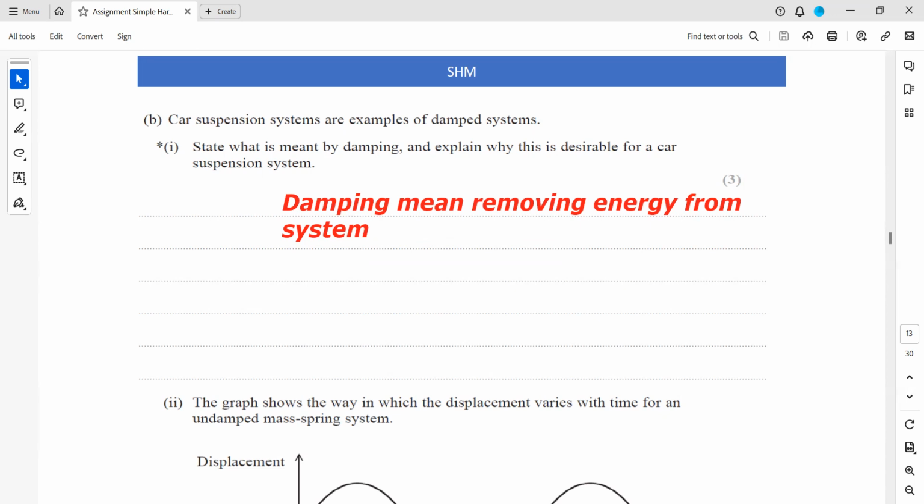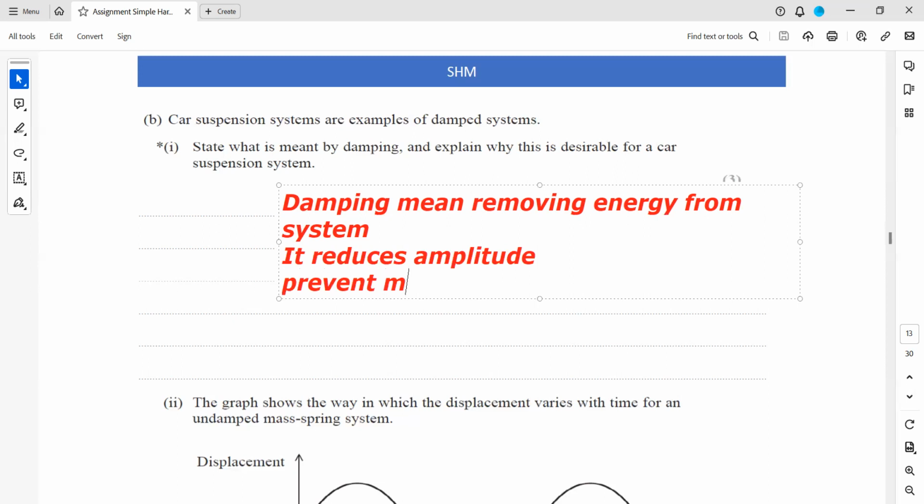When it reduces the amplitude of vibration, the oscillation will die away, or it will prevent the energy transfer to the car body. Otherwise, the car body will continue to vibrate. So damping means removing energy from the system, and it is desirable because it reduces the amplitude. The advantage of reducing the amplitude is that it will prevent multiple oscillations and make the trip smooth.